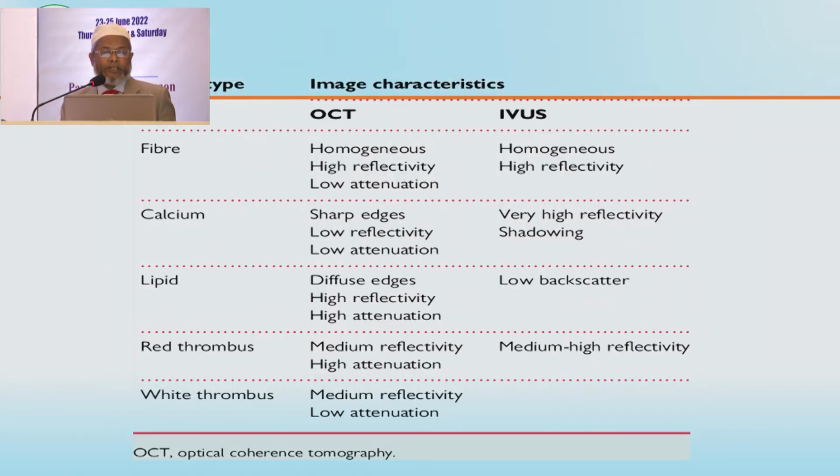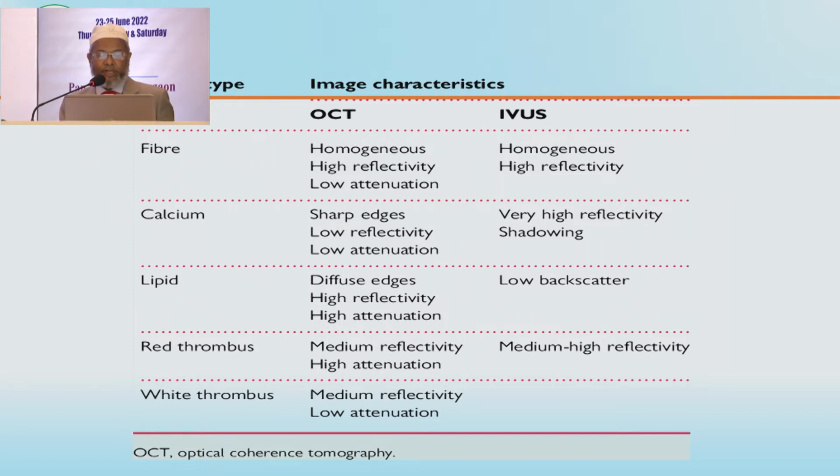And you see the tissue type: fiber, calcium, lipid, red thrombus, white thrombus. In OCT, we can see particularly in calcium, it has sharp edges, low reflectivity, low attenuation. And in IVUS, very high reflectivity and shadowing, meaning that behind the calcium there will be dark.